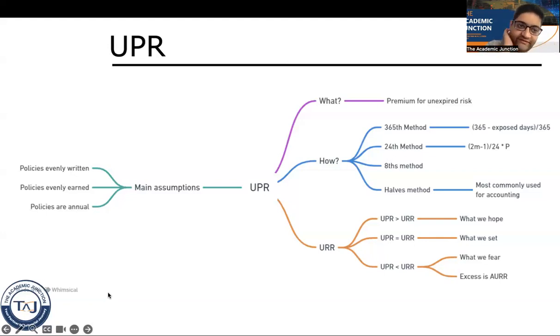Now, there are a couple of assumptions that you make when you deal with UPR. These are the most common assumptions, although they could change a little bit, and this is something you need to be very cognizant of. These assumptions you have to memorize, they are very important. The assumptions behind UPR are that policies are written evenly, policies are earned evenly, and policies are annual. When you make these assumptions and use the 365th method, the 24th method, or the 8th method, it splits over a year.